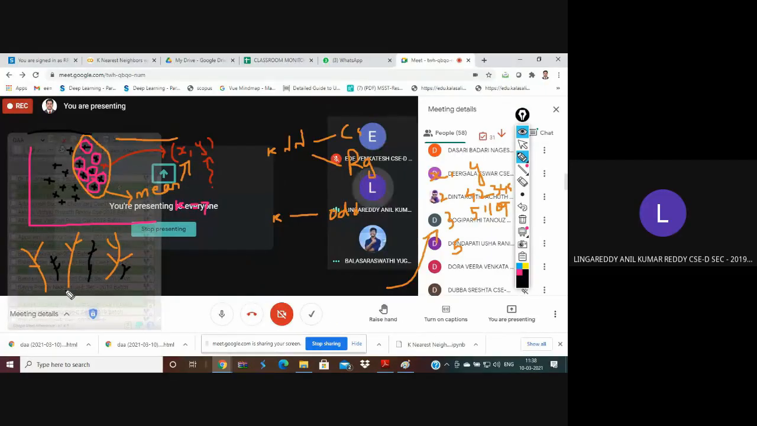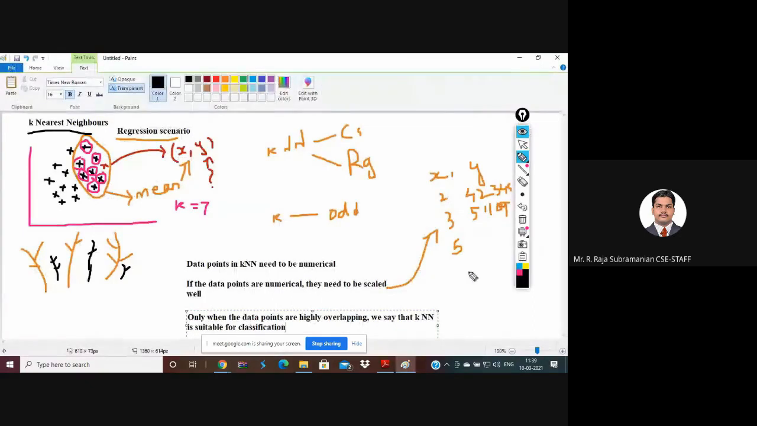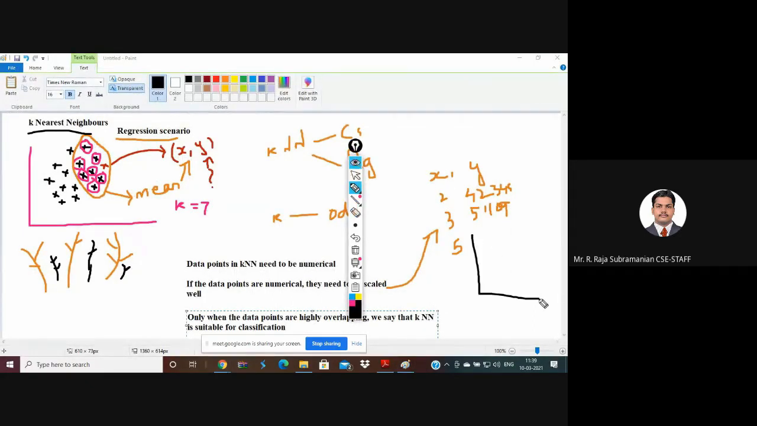Sir, through box plot we can detect outliers. Yes, of course. If you use a box plot, what will actually happen is I can find the percentile. So I'll draw the box plot here. If I draw a box plot, I'll have a point, and my box may be something like this.